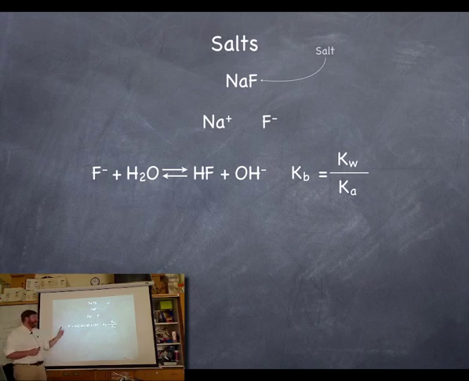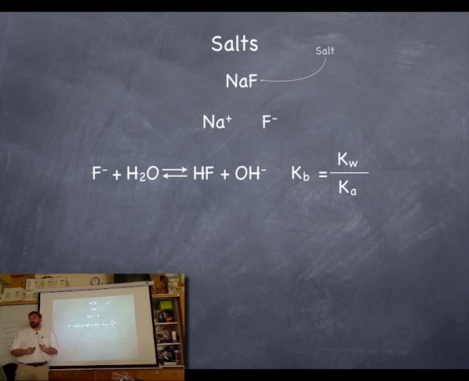You look up the Ka for HF. HF is the acid. NaF is an ionic salt. It doesn't have a Ka or Kb value by itself. It's just an ionic compound, because by itself, it's not an acid or a base. It's only once the ions form that they can react with water and do this.